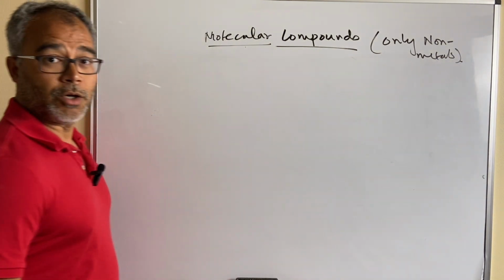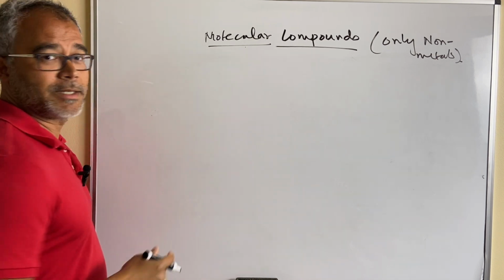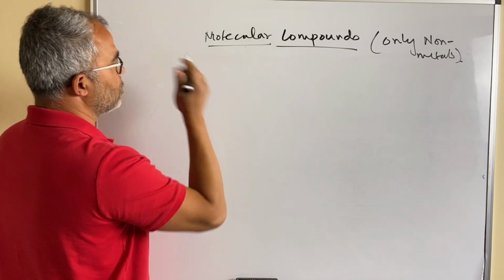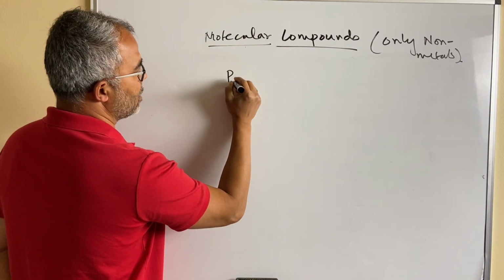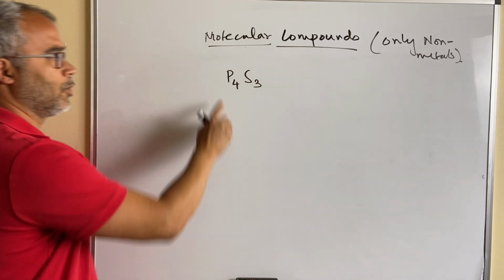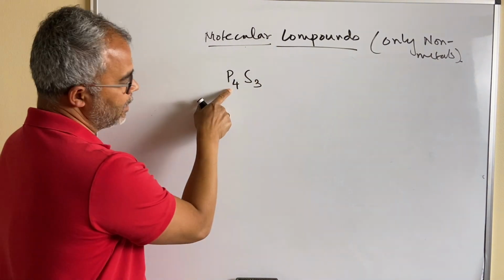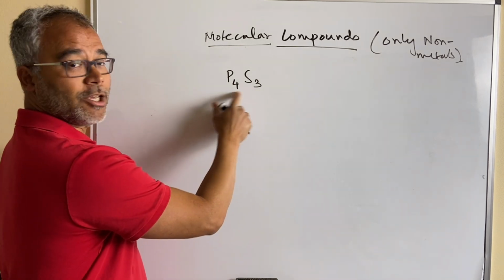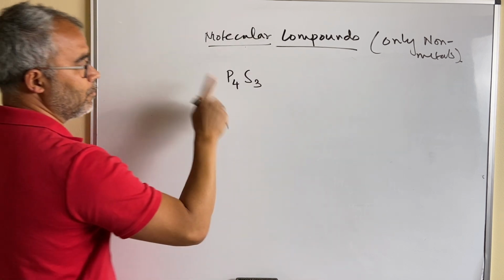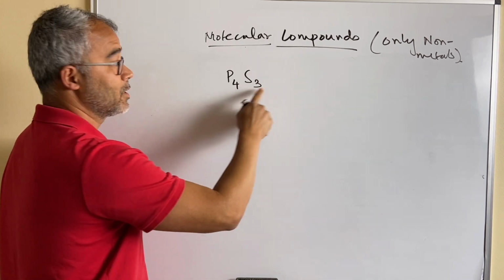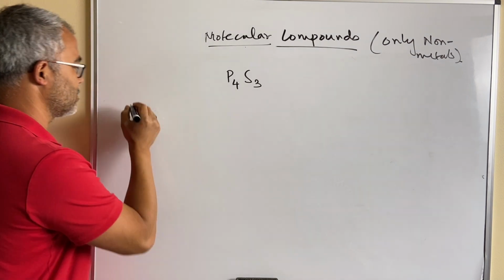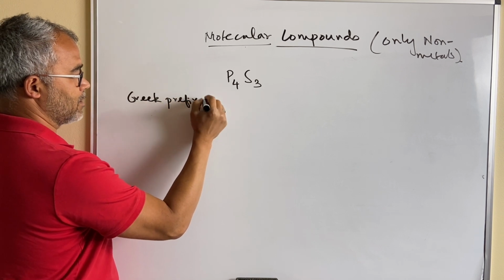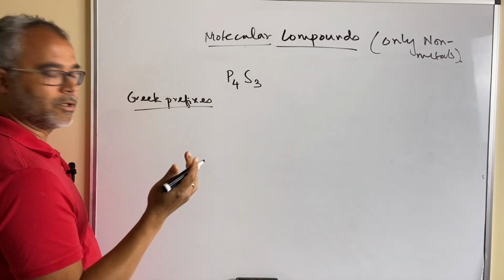In order to name them, all we have to do is understand how many of each are combined in the molecule. So let's say I have P4S3. Both are nonmetals, phosphorus and sulfur. There are 4 phosphoruses coming together and 3 sulfurs. To tell us how many of each there are, we first need to understand what term to use for those numbers. For that, we need Greek prefixes, and I'll show you what we do from 1 to 10.